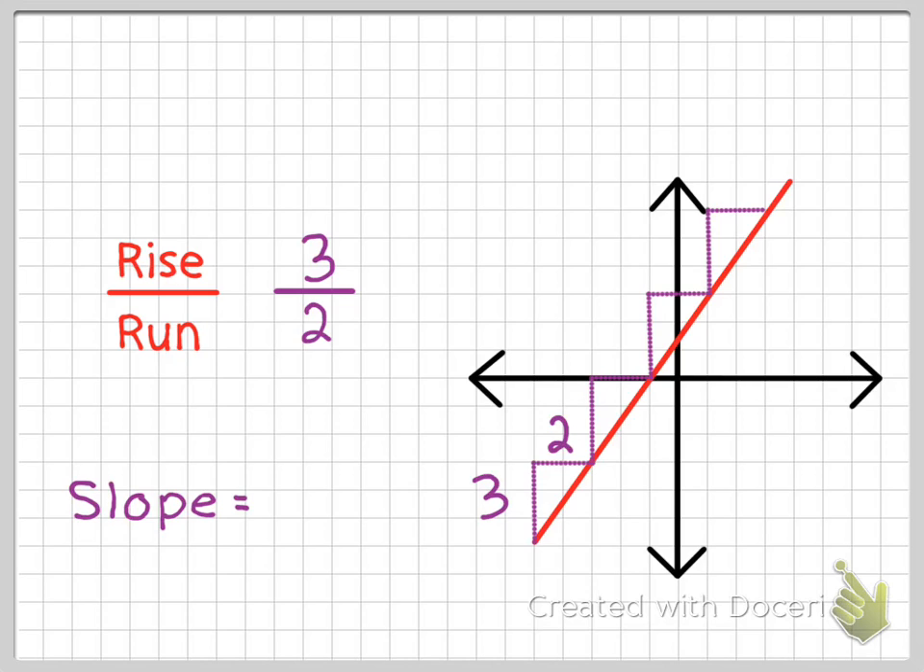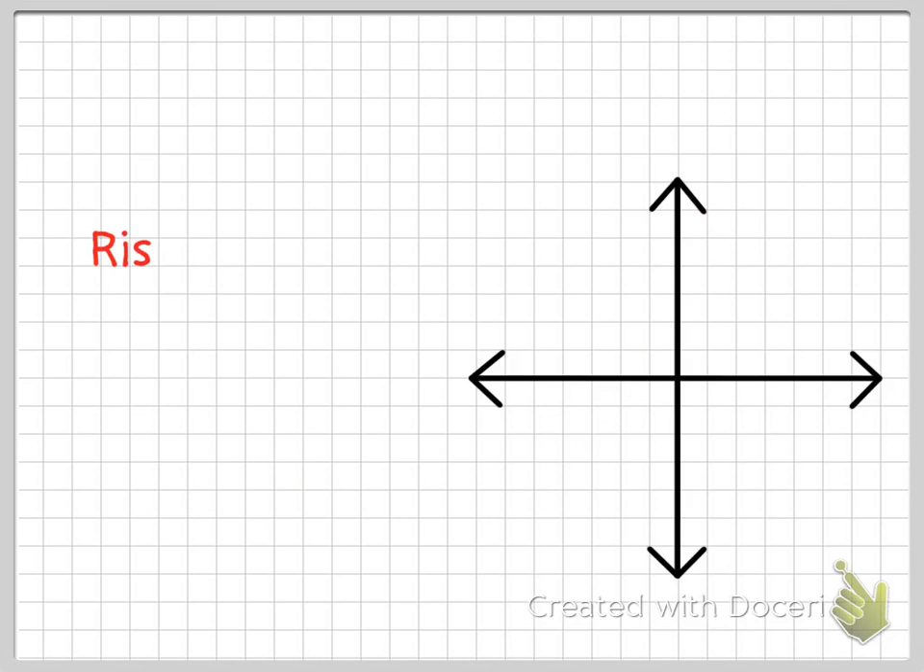The slope of this line is 3 over 2. Again, the line is positive and my slope is positive. So let's look at something just a little bit different. Now, remember, this is a slope of none, but let's talk about why this is a slope of none.